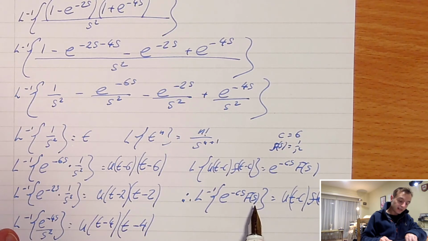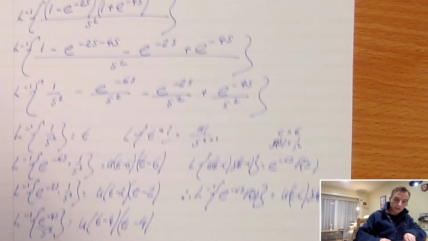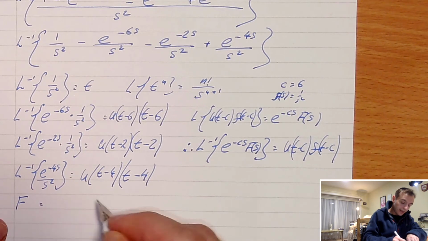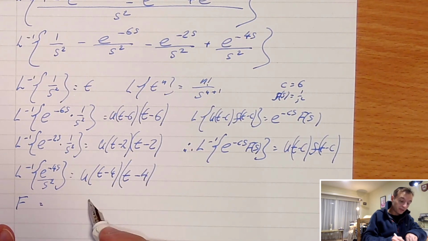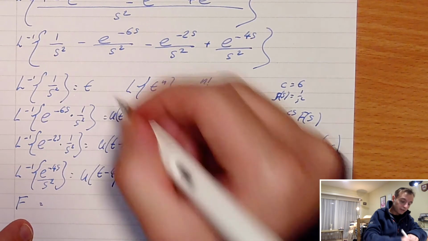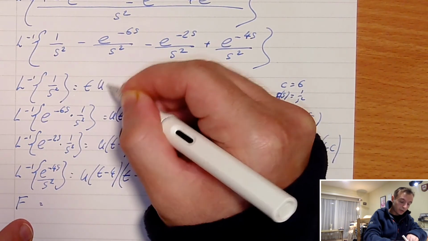So now what we can do is write the function in terms of the transforms that we've solved. So it's going to be 1 on s squared. Well, that corresponds to t. And remember, this is really t u(t).